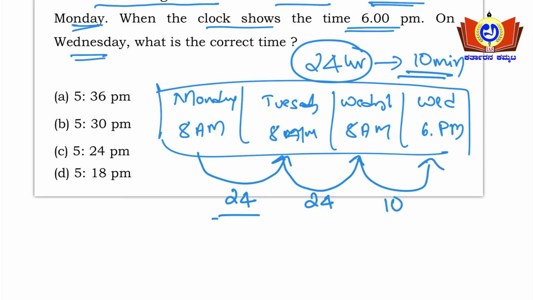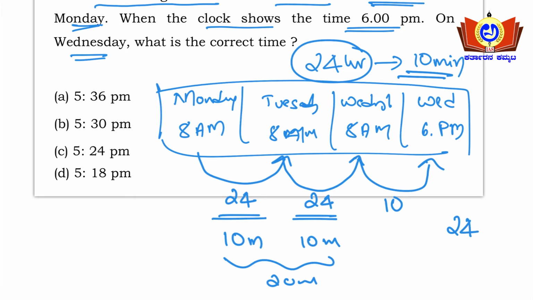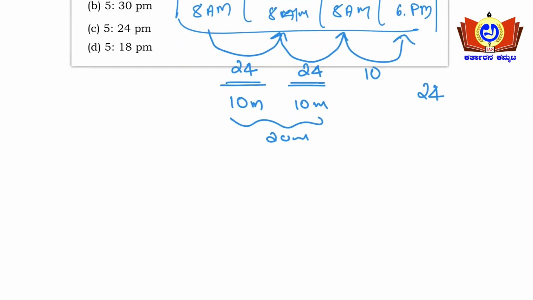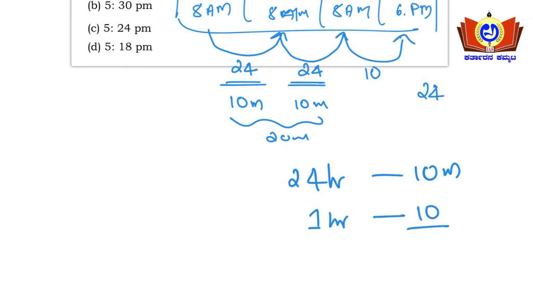So for every 24 hours, 10 minutes is the error, and for another 24 hours, 10 minutes is the error. So 20 minutes is the error here. Okay, so for 24 hours, what is the error? 10 minutes is the error. So for 1 hour, 10 by 24 minutes will be the error.